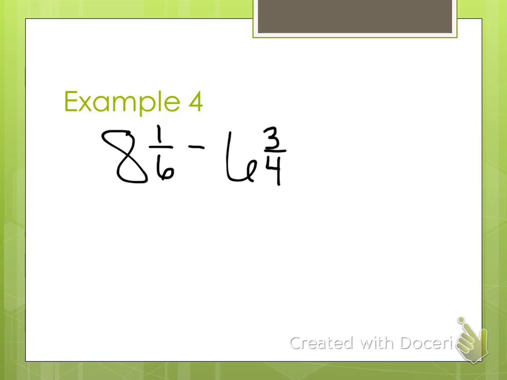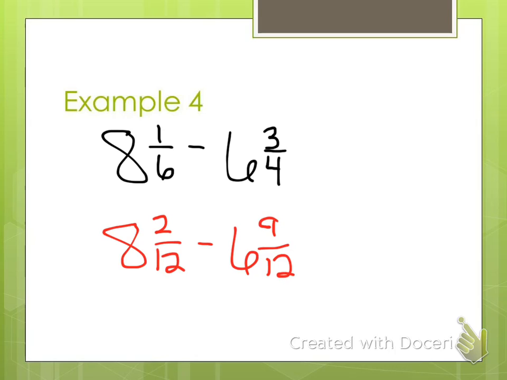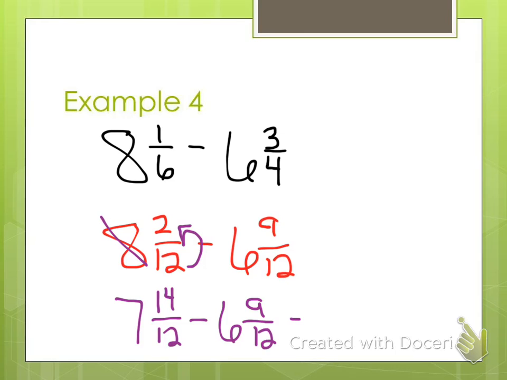Okay, so let's go over this. All right, 8 2/12 minus 6 9/12. Then you have to borrow because you can't do 2 minus 9. Okay? So you borrow, you make that a 7, and remember you add however many pieces is in the denominator, in this case it's 12, you add that to the numerator, 7 14/12 minus 6 9/12 equals 1 5/12. Raise your hand if you got it right. All right, very good. 1 5/12. All right, if you understand that, that's everything you need to know for 5.2.